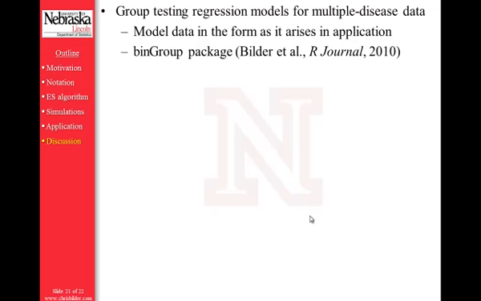So, in summary then, we've talked about group testing regression models for multiple disease data. The reason why I really like this approach is that it allows you to model the data as it naturally arises in application, where you have multiple diseases tested for at the same time. We plan to include R functions that will fit these models in our binGroup package sometime in the near future.